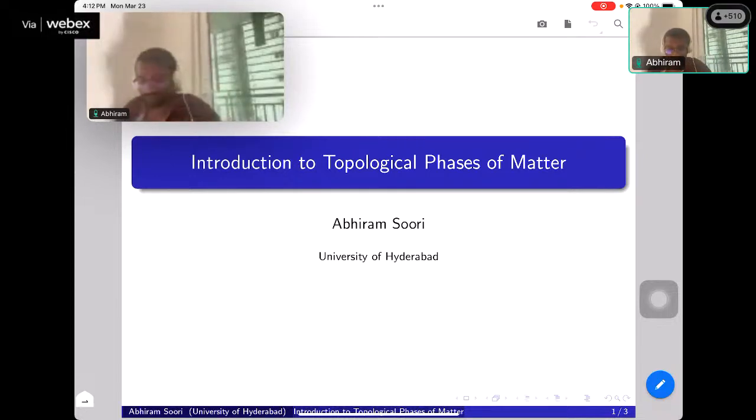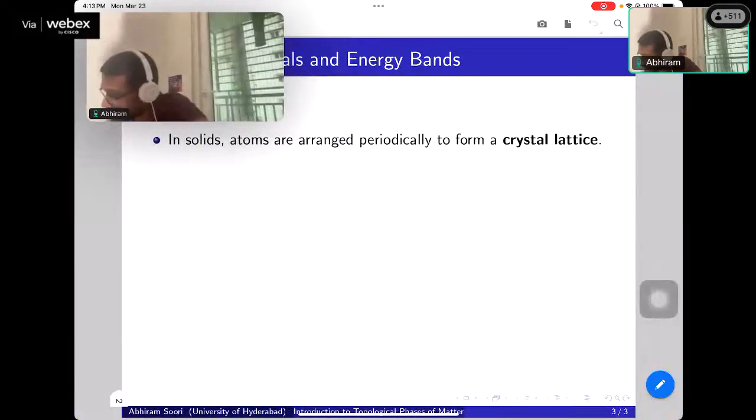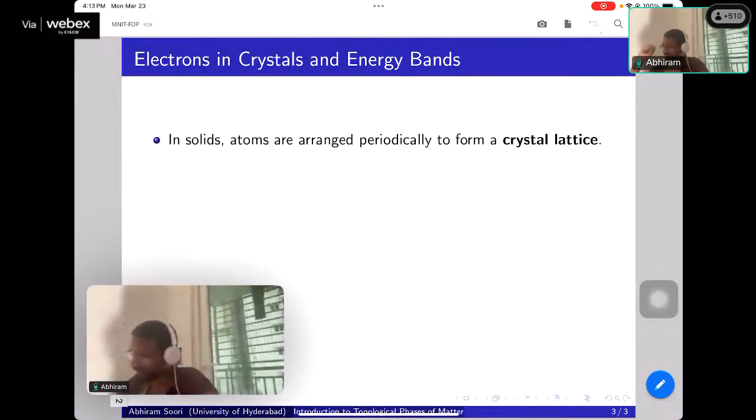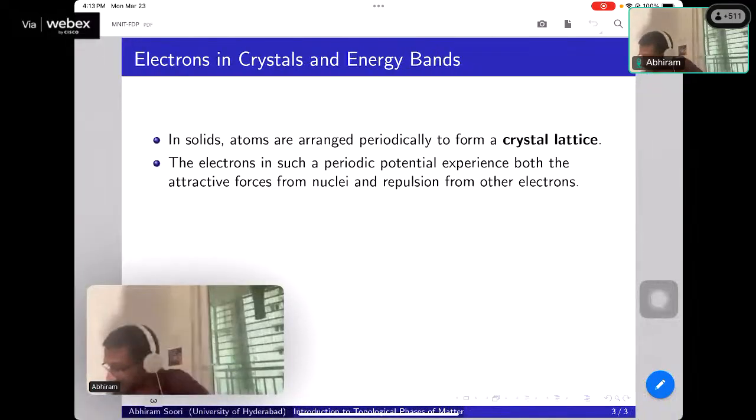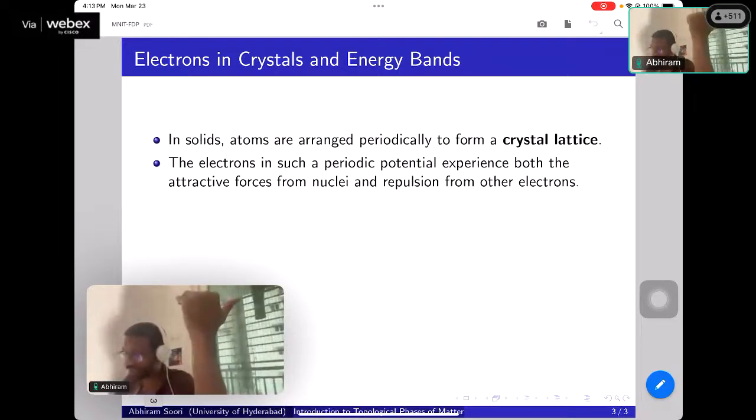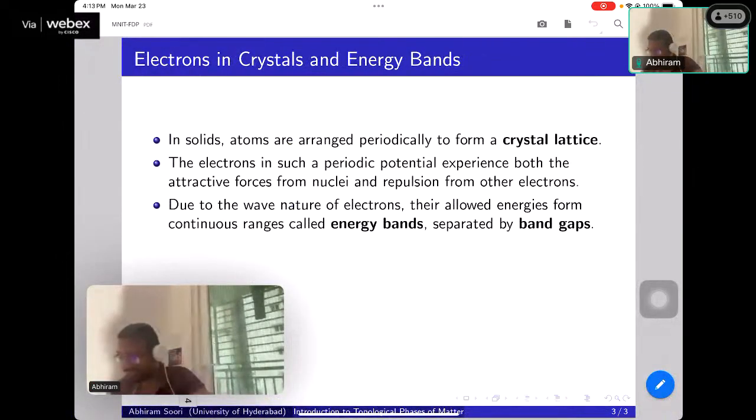Okay, so the first talk that I'll be giving is basically on introduction to topological phases of matter. To begin with, electrons in crystals and energy bands. That's what I'll tell in the beginning. In solids, you have atoms that are arranged periodically to form a crystal lattice, right? The electrons in such a periodic crystal experience both the attractive force from the nuclei and repulsion from other electrons.